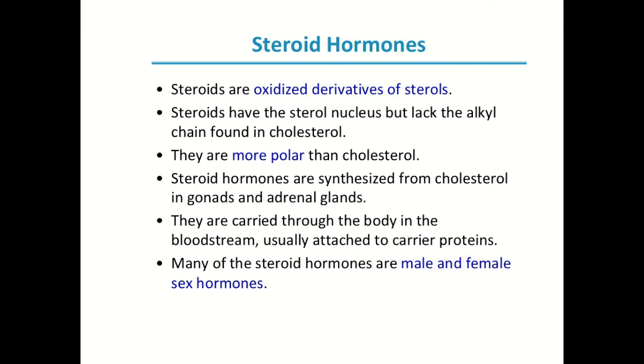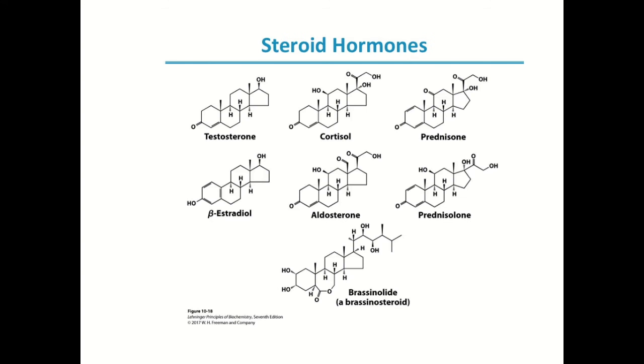So steroids are oxidized derivatives of sterols. They have the sterol nucleus, but they lack the alkyl chain. They're more polar than cholesterol, and they're synthesized from cholesterol in gonads and adrenal glands. They are carried through the body in the bloodstream, and many of the steroid hormones are male and female sex hormones. This is a variety of steroid hormones.